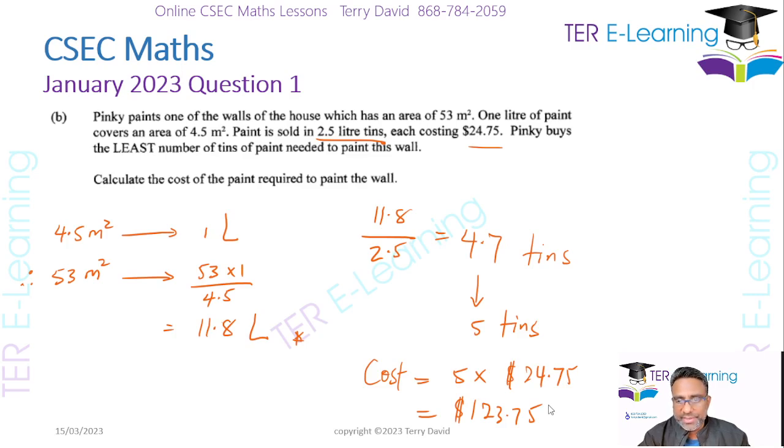Yeah, so she needs 5 tins, and the cost of the 5 tins will be 123.75. So that's question 1. That was pretty straightforward, right?